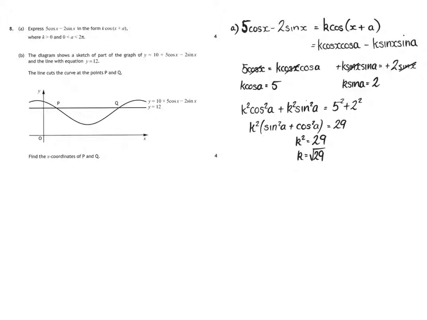Right, so we've got our k, so now we need to find our a value. So tan a is equal to k sine a over k cos a, because sine divided by cos is tan, so we have 2 over 5. Okay, so with our CAST diagram, we know because sine is positive, it's those two, and cos is positive, so those two. So we're going to have it in our first quadrant.